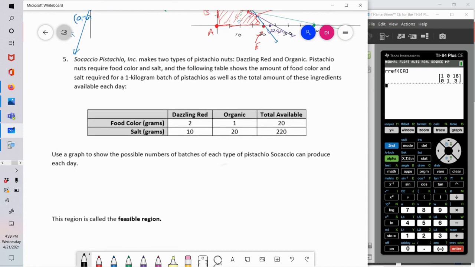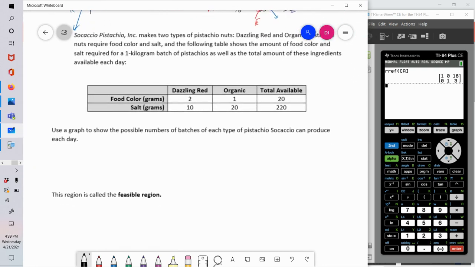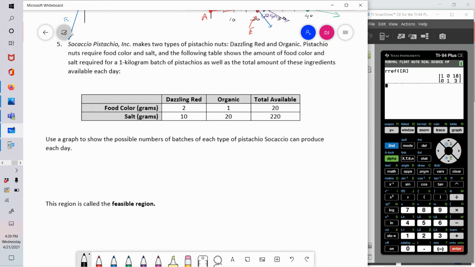Couple of examples. Cacio Pistachio Incorporated makes 2 types of pistachio nuts, dazzling red and organic pistachio nuts that require food color and salt. The following table shows the amount of food color and salt required for a 1 kilogram batch of pistachios, as well as the total amount of these ingredients available each day. Use a graph to show the possible numbers of batches of each type of pistachio that Cacio can produce.